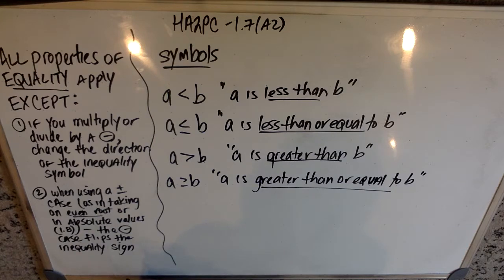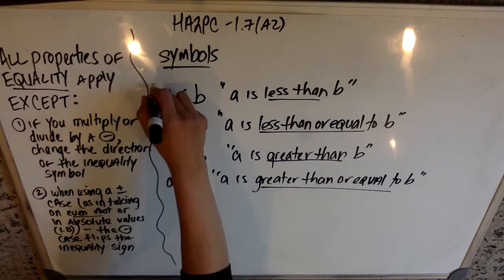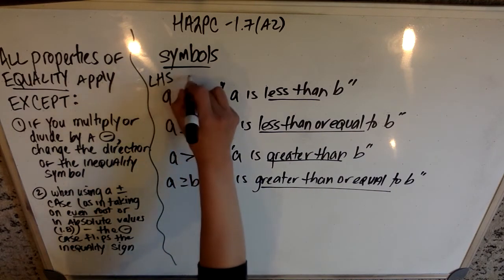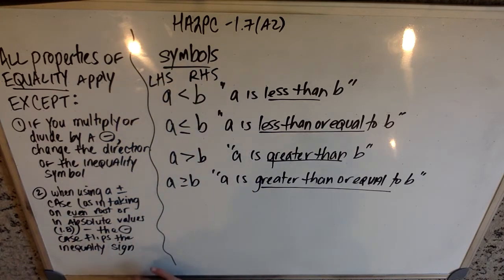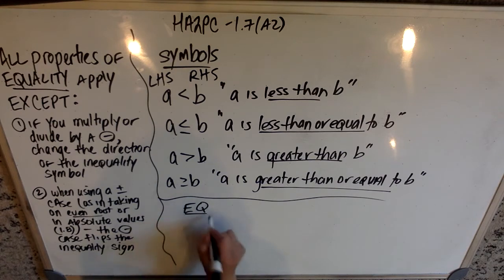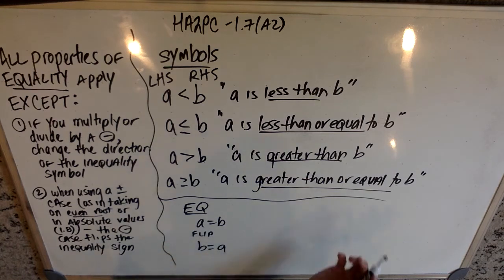So a couple things about an inequality, right? We've talked about how in an equation we had a left-hand side and a right-hand side, and that's true here as well, right? But remember that when we talked about equations, if I had A equals B, I could flip this whole thing and say that it was the same as B equals A, and that was just fine.